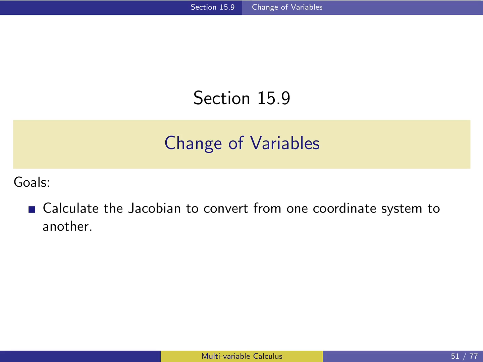This section is about changing variables. This is kind of the big brother, or the two-dimensional analog, of u substitution. In order to do that, we're going to have to calculate something called the Jacobian.